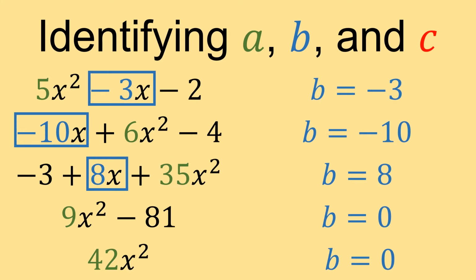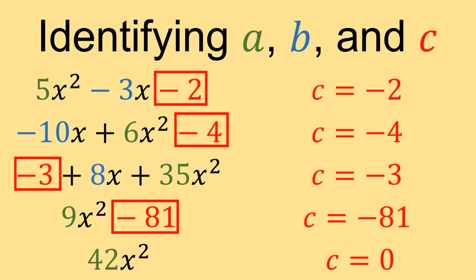Moving on, let's identify the B values. These are going to be the values of the coefficients found on the x to the 1 power terms of each expression. So in our first expression, b is equal to negative 3. In our second, b is equal to negative 10. In our third, b is equal to 8. And in our fourth and fifth, since there is no x to the 1 power term, b is going to be equal to 0.